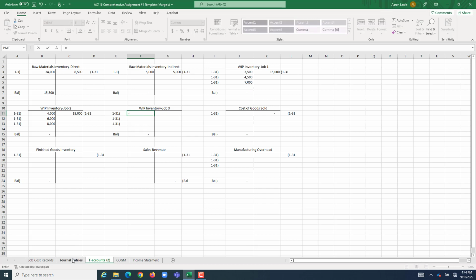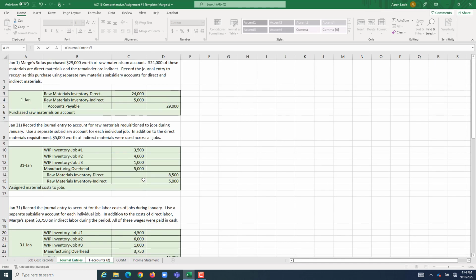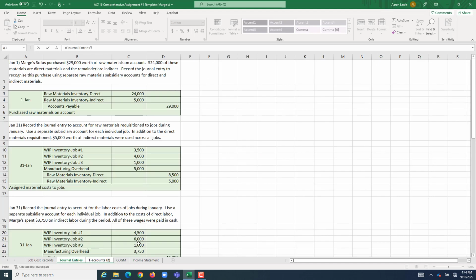Well, let's go and bring our materials, labor, and overhead costs over to WIP inventory job 3. So in the materials entry, we debited WIP inventory job 3 for $1,000. Click on that, hit enter. Hit equals, go back to our journals, find our labor costs, which were assigned to job 3.